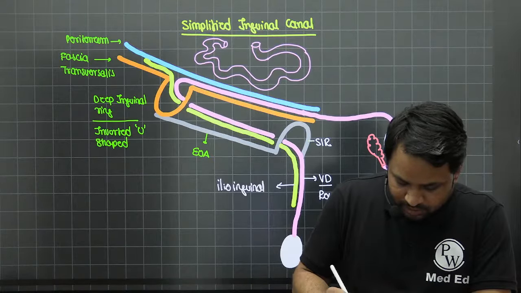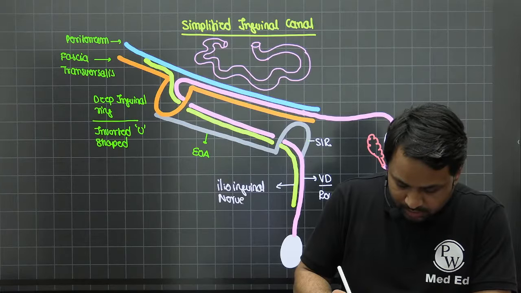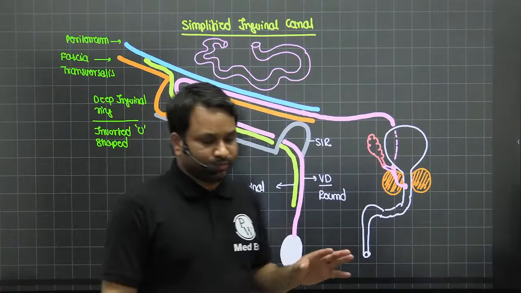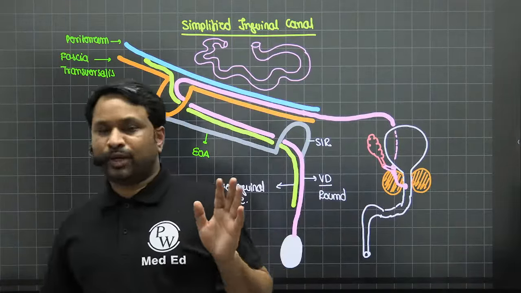It is going to be the ilioinguinal nerve. This is going to be the ilioinguinal nerve. Okay? So these are the contents of the inguinal canal.